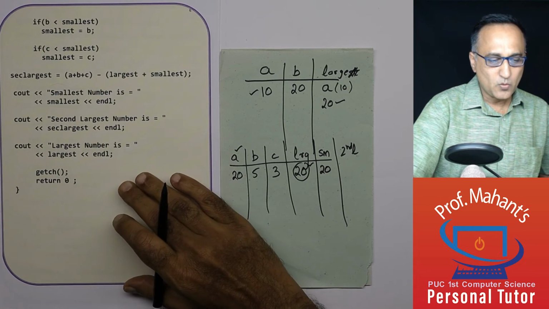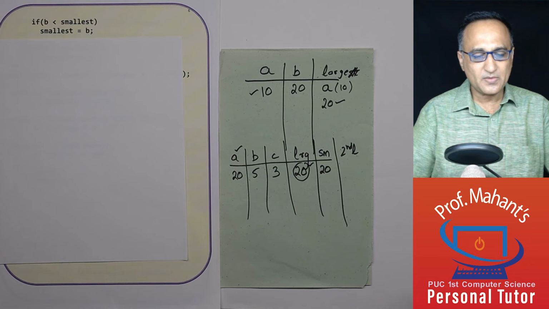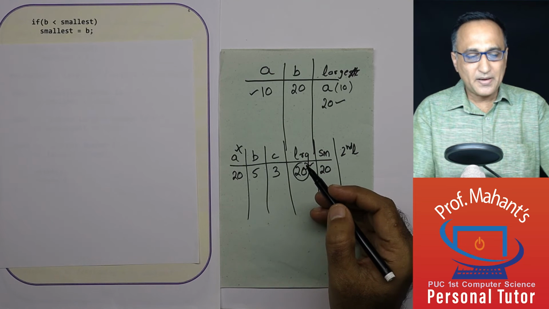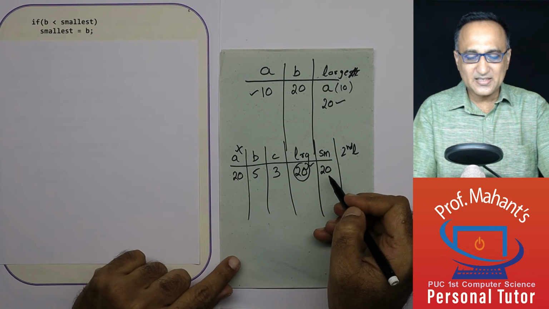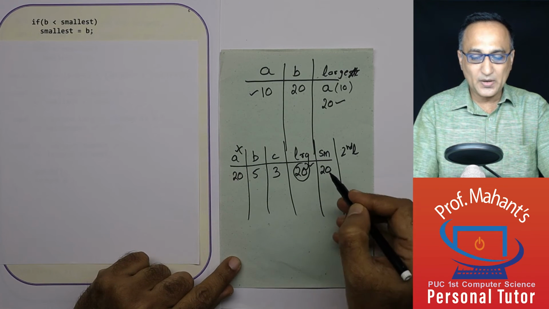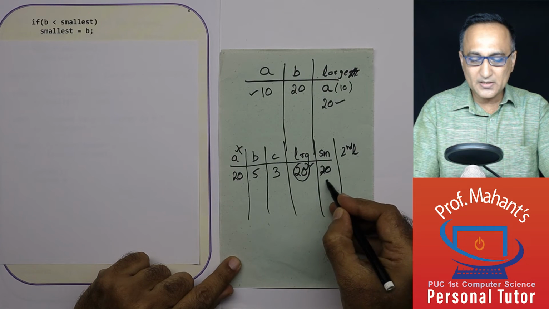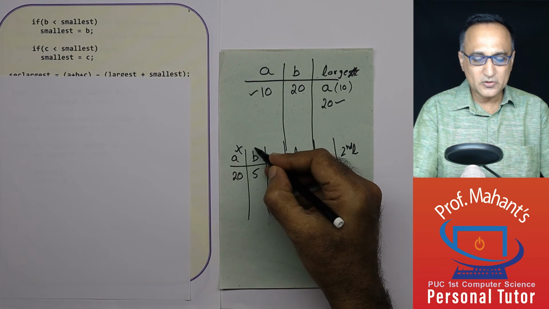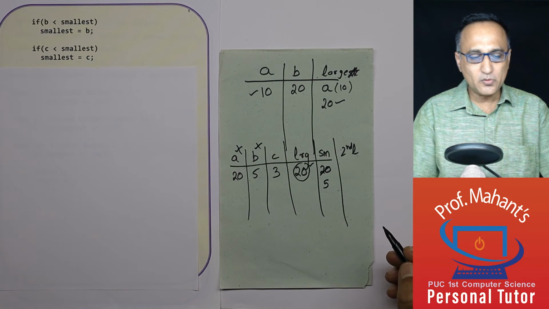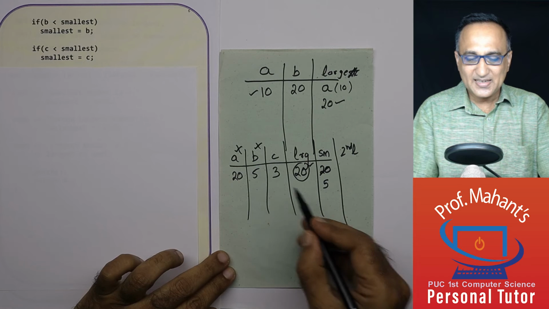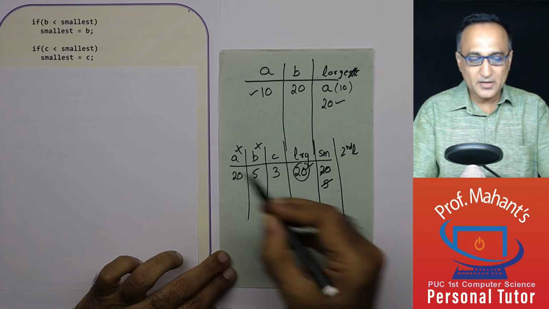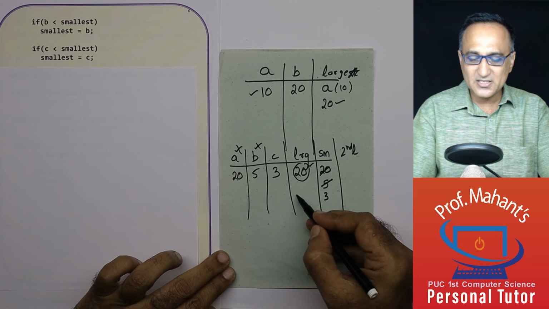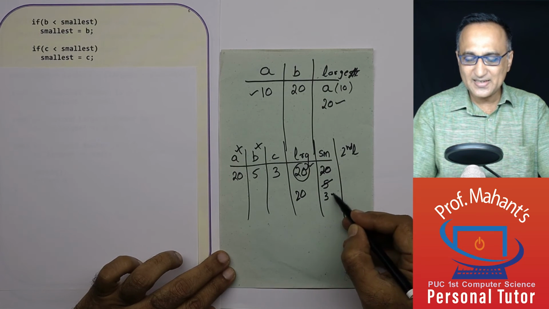Now, once I process the smallest number, I next need to go to B. Now I'm comparing, is B lesser than 20? Definitely 5 is lesser than 20. So my new value of small is going to be 5. I have processed B. Then I come to C. Is 3 lesser than 5? Absolutely. So my new value of small ends up becoming 3. So I have found largest as 20, smallest as 3.